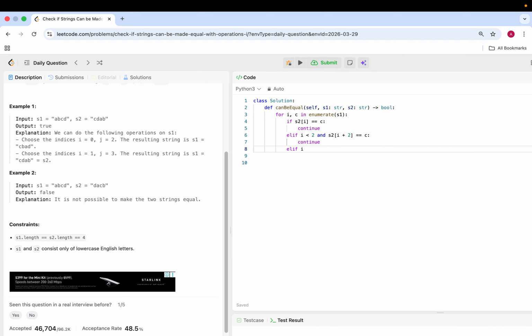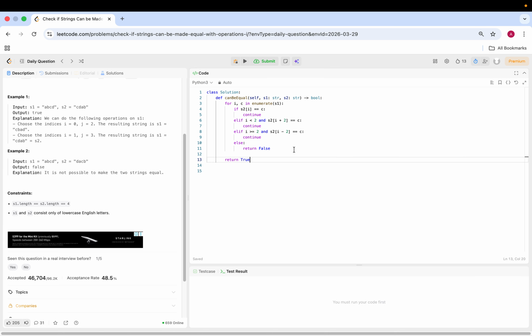If I is greater than or equal to 2, so it's 2 or 3, and S2 at I minus 2 is equal to C, then no worries, continue. Else, I think we have the problem and we return false. And then we return true.